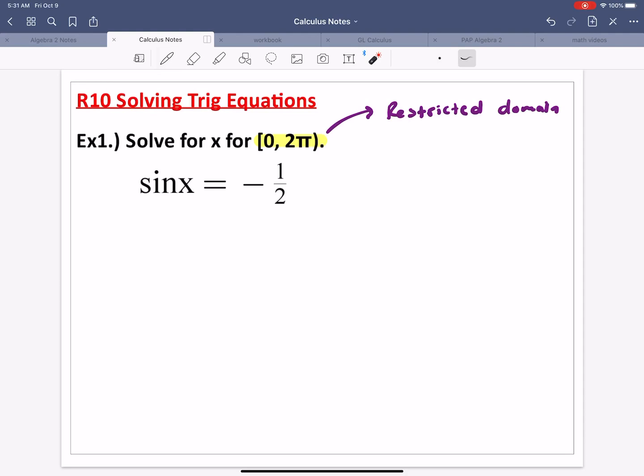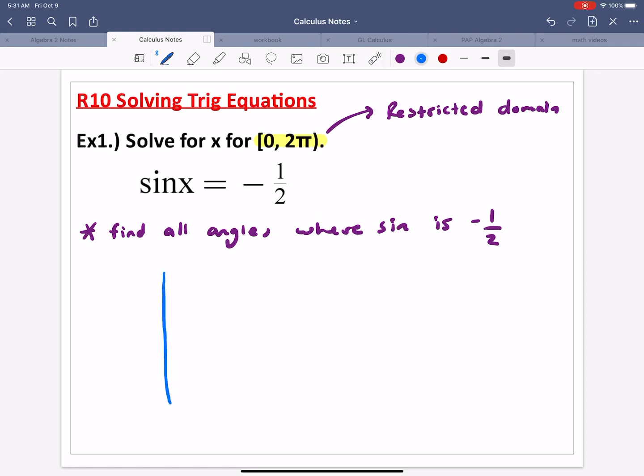But let's talk about this one. This is super, super easy. Sine x equals -1/2. Basically, your objective here is you want to find all the angles where sine is -1/2. So this is definitely an application of the unit circle. If you don't know the unit circle or haven't heard that before, you might want to stop here and go find some help on unit circle before you continue this.